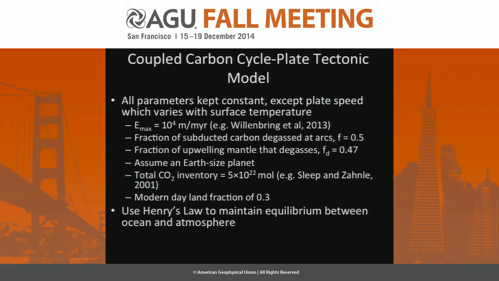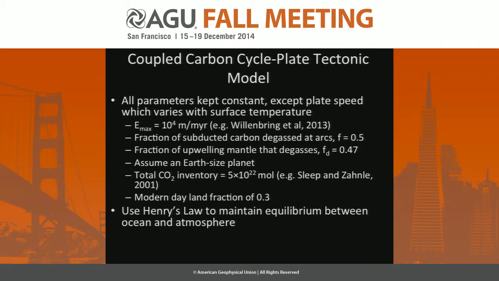All right, so now we can solve these equations and model planetary evolution through time, with a coupled carbon cycle and plate tectonic model. I'm going to be very simple-minded. I'm going to keep all the parameters constant, actually, except for the plate speed, which I'm going to allow to vary with surface temperature. And that's because I want to isolate this coupling, this complete coupling between climate and tectonics, to see what happens. I'm going to pick a very conservative limit for the maximum erosion rate that's going to set the upper bound on the weathering due to this supply limitation.